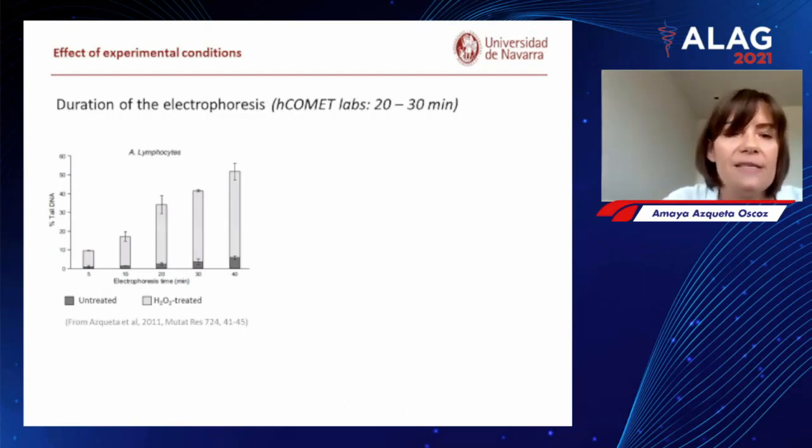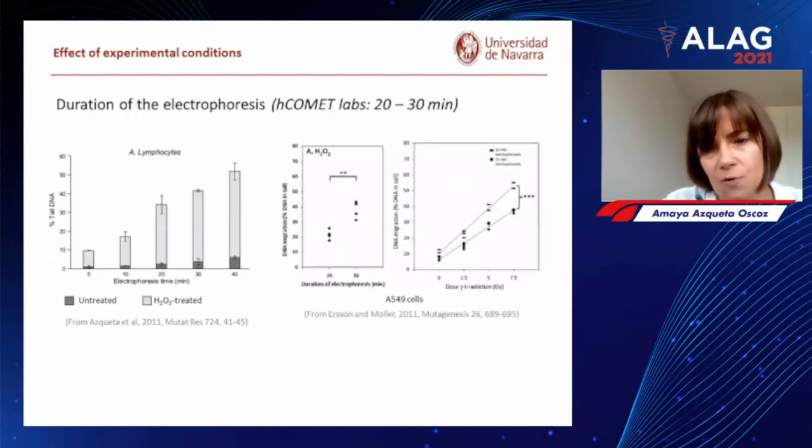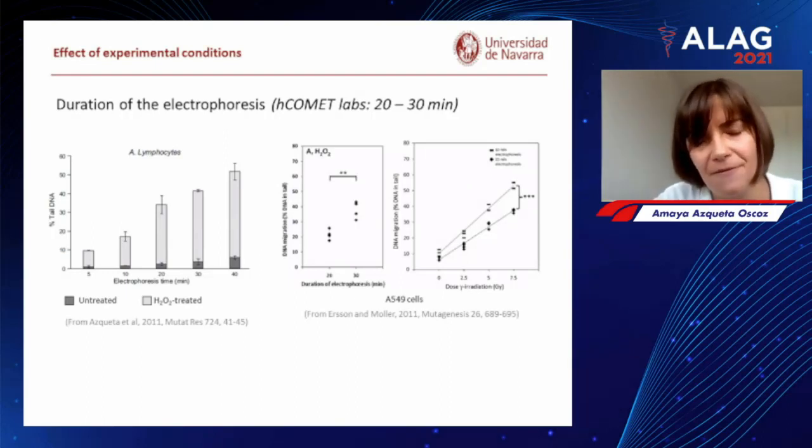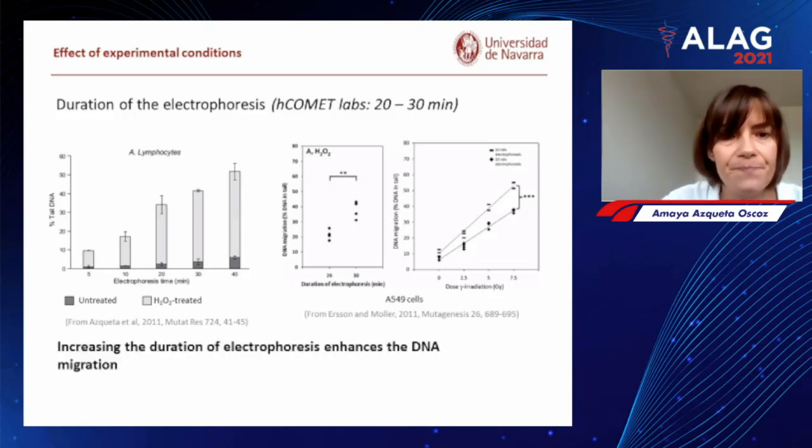Regarding the duration of the electrophoresis, here we have similar experiments, but we change the time of the electrophoresis and keep constant the voltage. And as we can see, there is a slight effect in the untreated cells and a clear effect in the treated ones. And the same was observed in A549 cells, either treated with hydrogen peroxide or with gamma radiation.